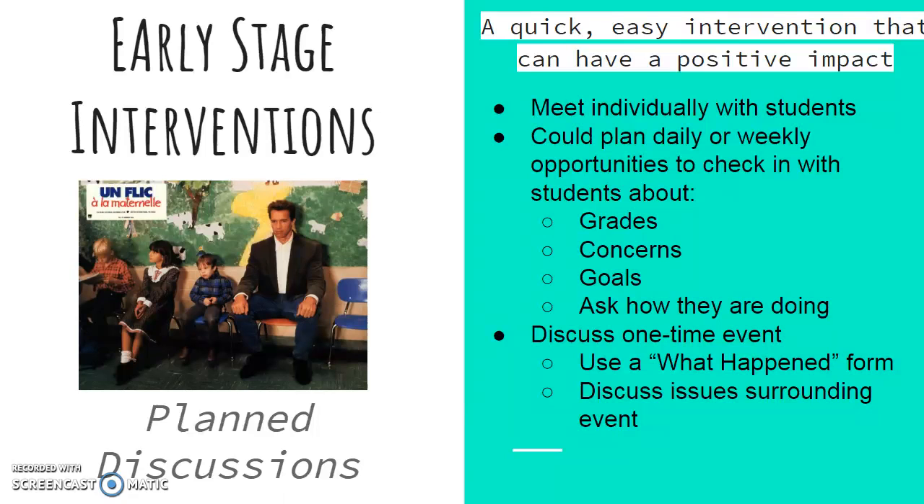The next early stage intervention that we learned was planned discussions. This is one of my favorite interventions that I learned from the class, and I believe it is a great way to increase positive interactions. Teachers get to plan positive meetings with their students to discuss grades, concerns, and goals. This meeting is putting positives back into the student's bank, and when necessary, the teacher can also have meetings to discuss one-time events that aren't so positive. The secret is, because of the positive discussions, the other meetings are successful as well.